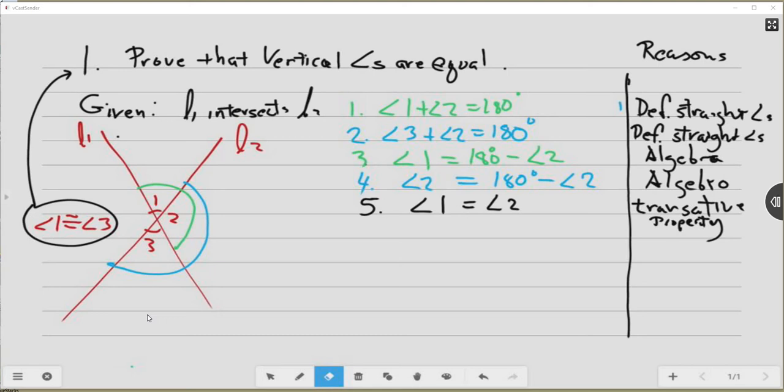Got the number one down? I'm going to explain it very quickly again. I know you probably have it. Yes?